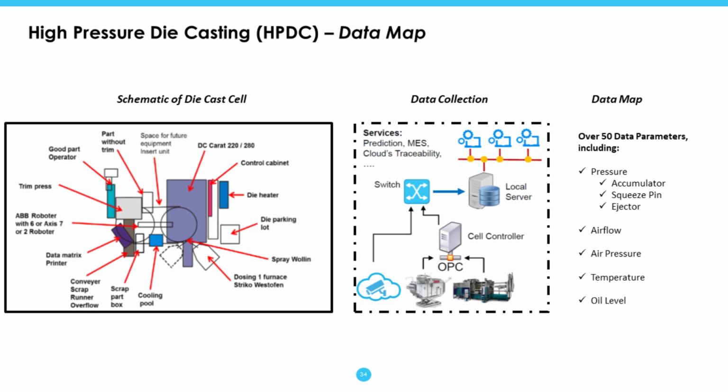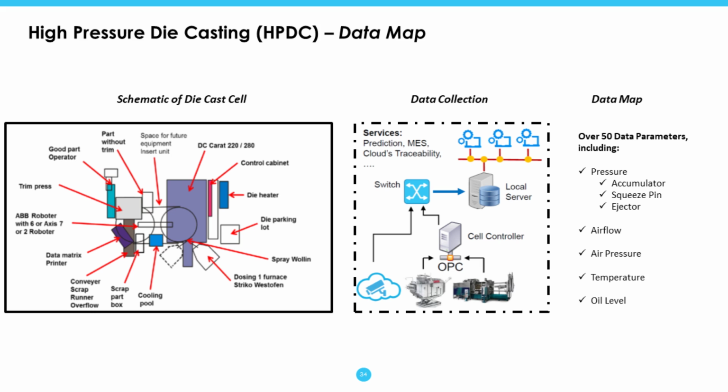So let's look a little bit at the actual equipment. This is a picture of the die casting cell. It includes not just the actual casting equipment itself, but also the auxiliary equipment, robotics for material handling, furnaces, and so on. And then if you look at the data collection, we're using various protocols like OPC UA and other methods to determine what data is needed to understand the casting process. And we'll talk a little bit in this slide about what data we're actually collecting.